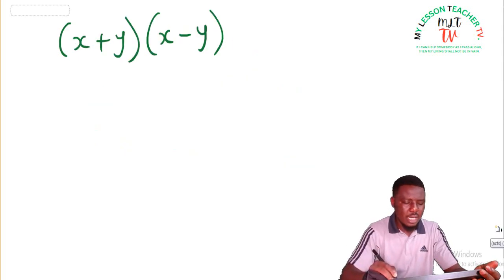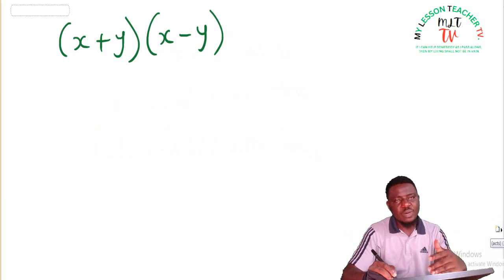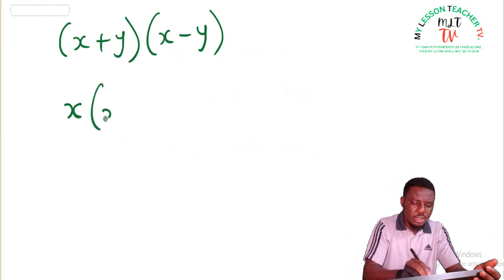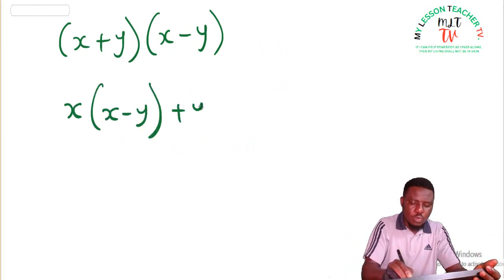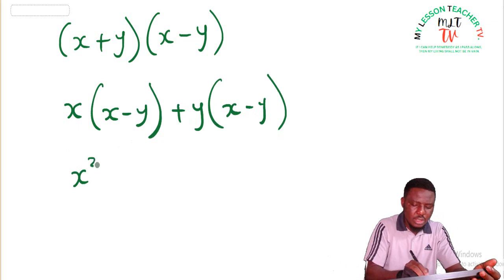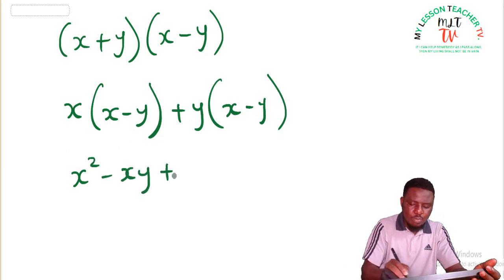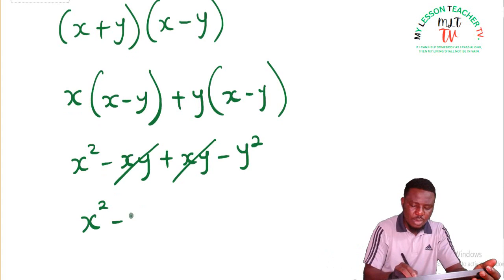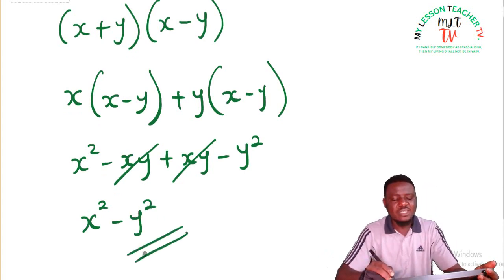The second assignment, we are to multiply (x + y) into (x − y). You do the same, split one of the brackets into two and use them in turns to multiply the second bracket. This will give us x into (x − y) plus y into (x − y). So when you simplify this, you have x² − xy + xy − y². The −xy and +xy cancel out, giving us 0, and this becomes x² − y². We refer to this as difference of two squares.